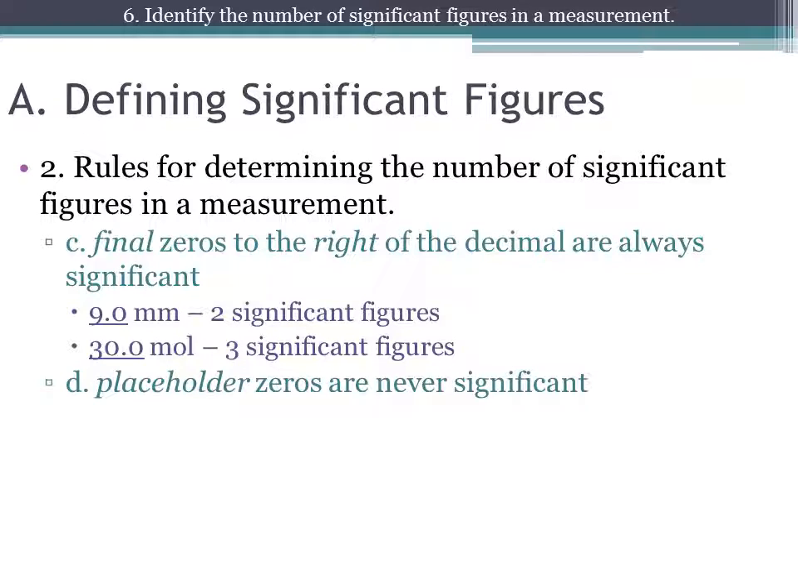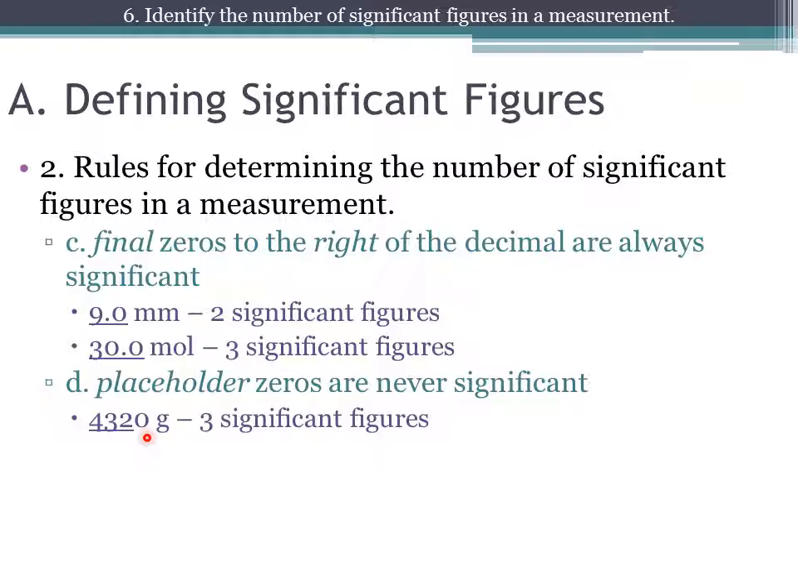Placeholder zeros are never significant. There are two types of placeholder zeros, if you will. The first type would be zeros on the end of a number to the left of the decimal. So here we have 4,320 grams. That zero is there simply to hold the value of the measurement.